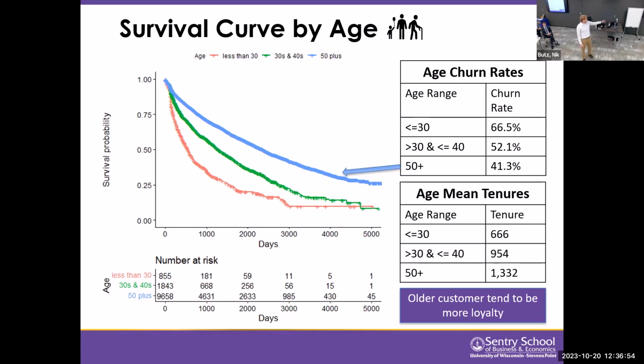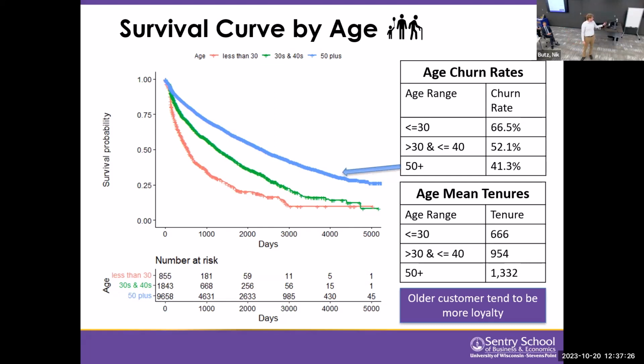As you can see on the age churn rate little data table we have up there, that is the churn rate of the different populations. So the higher it is, the worse it is. So as you can see, 66% for less than 30, 52% for between 30 and 40, and then 41 for 50 plus. And then the age mean tenure, which is the data table under that, shows on average how long people from that group would stay with our service. So that's in days, and 660, 950, and then 1,330.